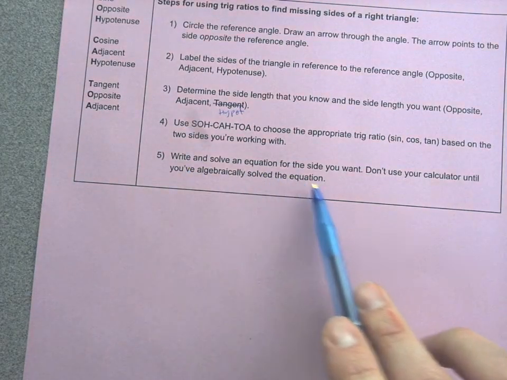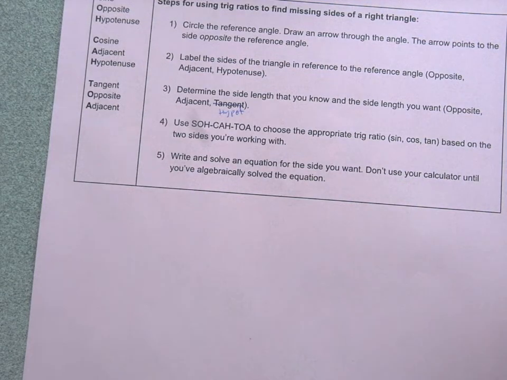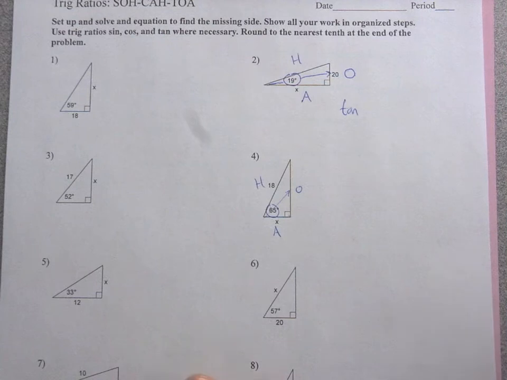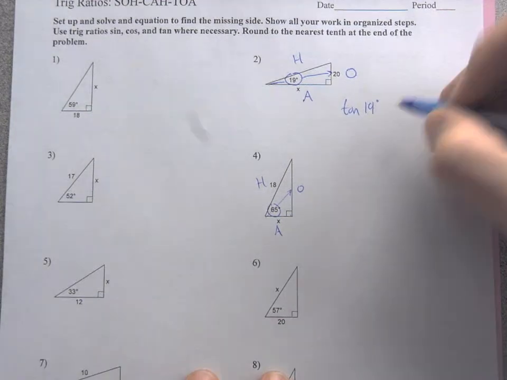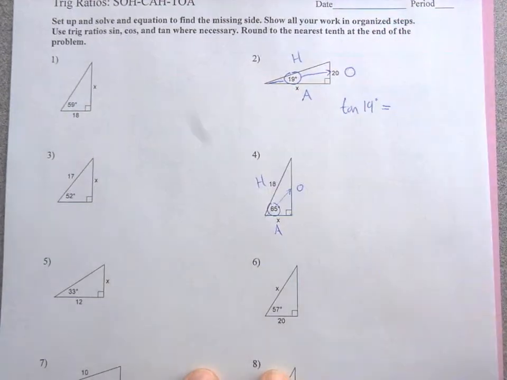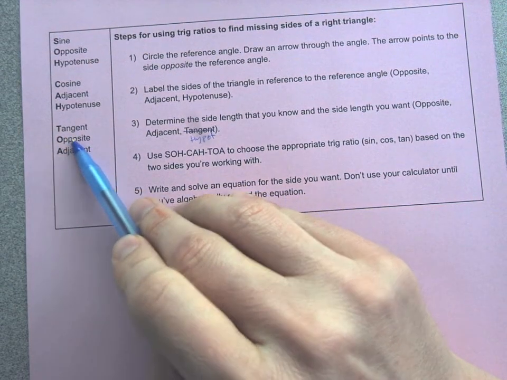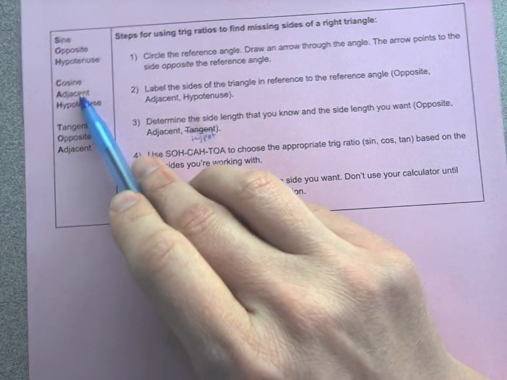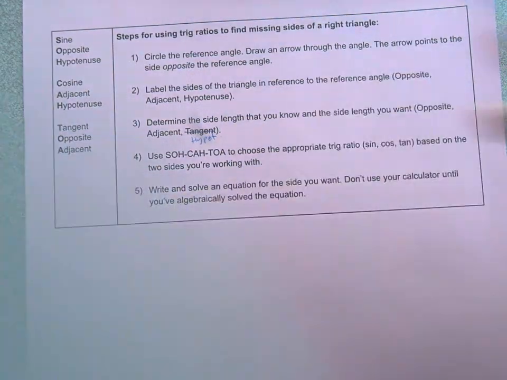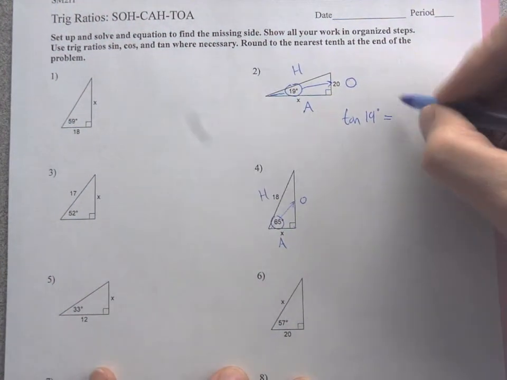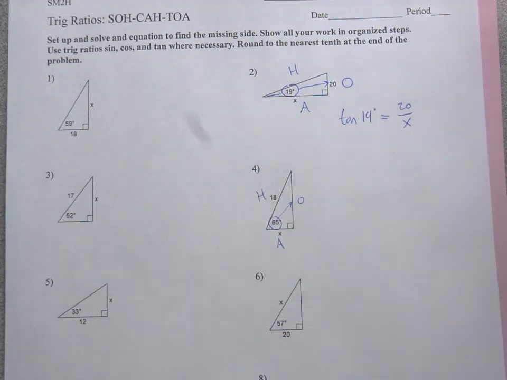Step 5, write and solve an equation for the side you want. Don't use your calculator until you've algebraically solved the problem. I'll explain that in just a second. But our equation we can do. Okay. So tangent of the reference angle, right, is equal to opposite over adjacent. So again, SOH-CAH-TOA. I know I'm using tangent. It's opposite over adjacent. The first one is always on top. The second one's always on the bottom. So adjacent over hypotenuse, opposite over hypotenuse. This is opposite over adjacent. So for tangent, I want the opposite side, which would be 20, over the adjacent, which is x. Okay, so there's my equation.